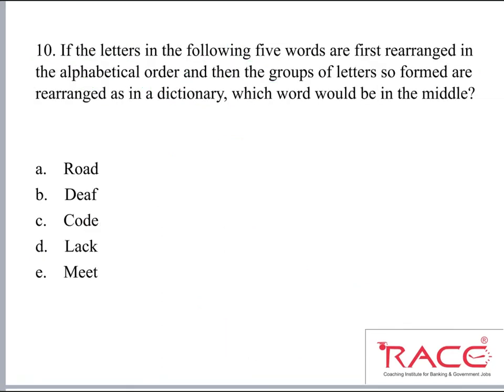And this is the last question of the video. In this question, what they are asking: if the letters in the following 5 words are first arranged in the alphabetical order, then the group of letters so formed are rearranged as in the dictionary, which word would come in the middle? So they are asking about two concepts in this. First, we have to arrange the letters in each word, and after arranging the letters in alphabetical order, we have to arrange all the words in alphabetical order.